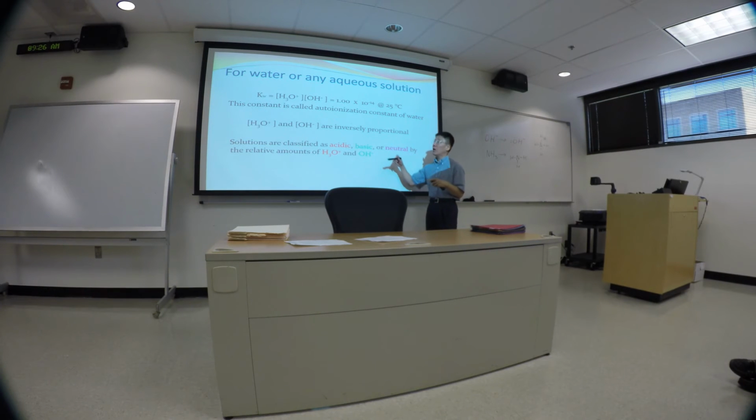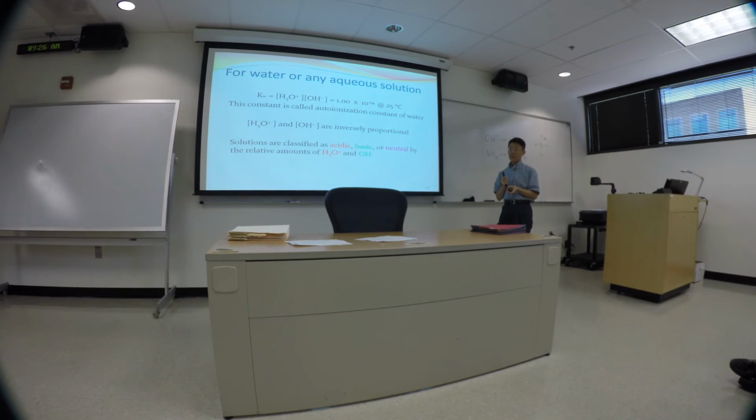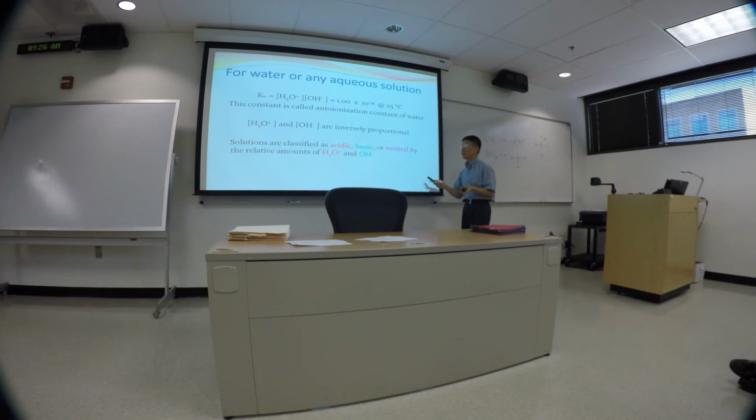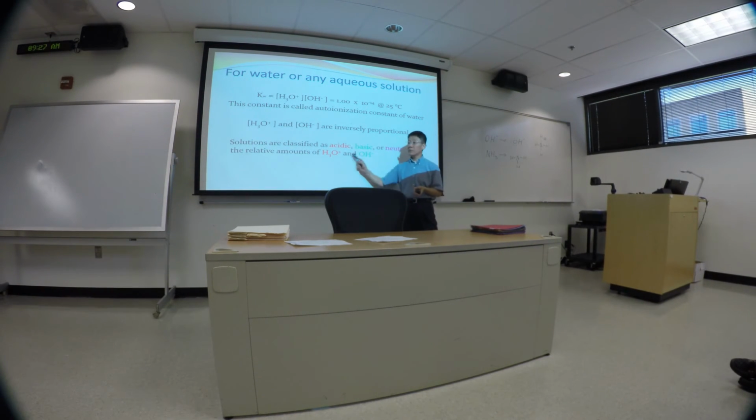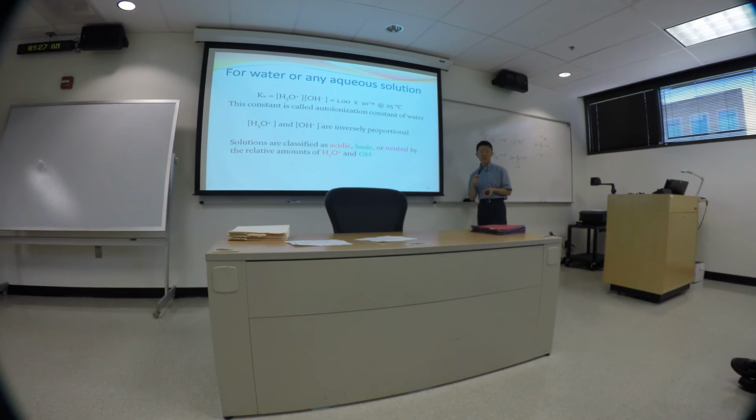If you have a higher concentration of H3O+, we say the solution is acidic. If you have a higher concentration of OH-, we say the solution is basic. If you have equal concentration of both, the solution is neutral. Depending on the relative amount of these two species there, we have these three different terms to describe the property of the water solution: acidic, basic, or neutral.